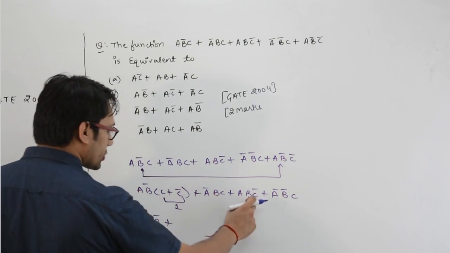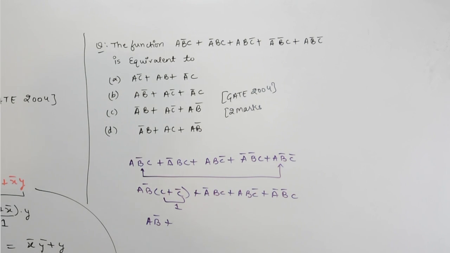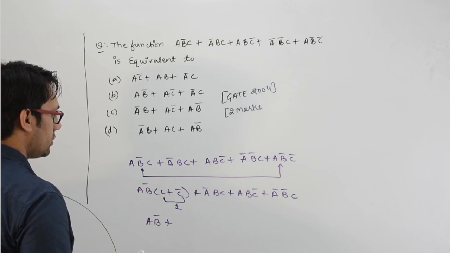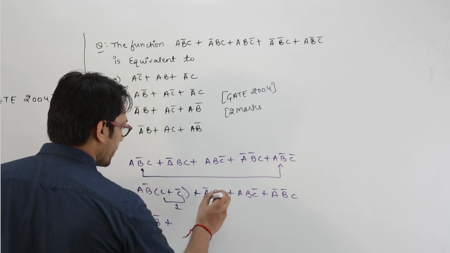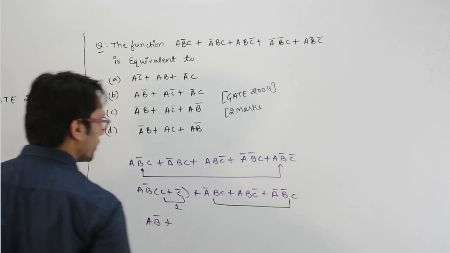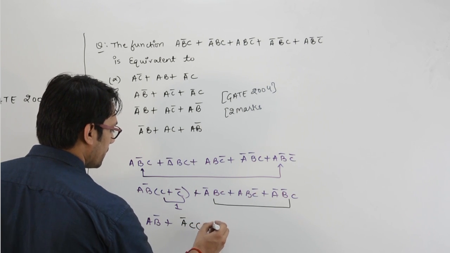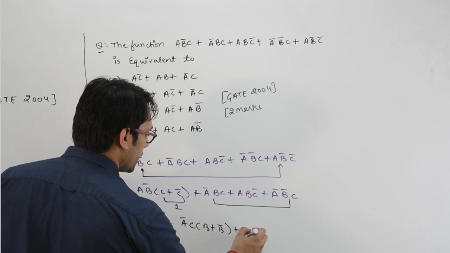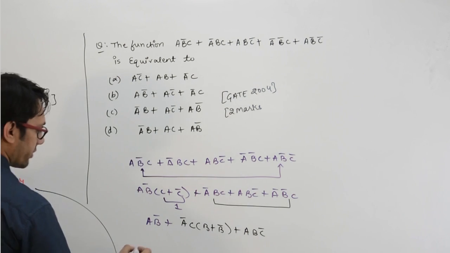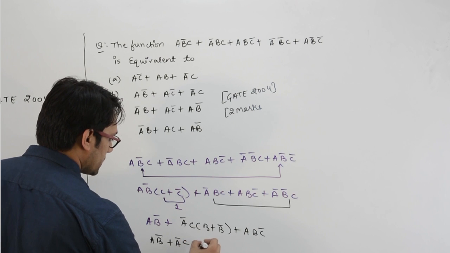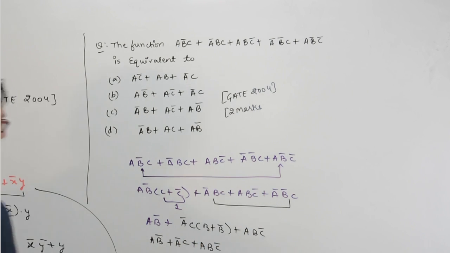Now can we take something as common between these three? Let us see if we can take something as common. Here if we take a complement c as common, then we will get a complement c, inside this b plus b complement, plus a b c complement, which is equivalent to saying a b complement plus a complement c plus a b c complement.